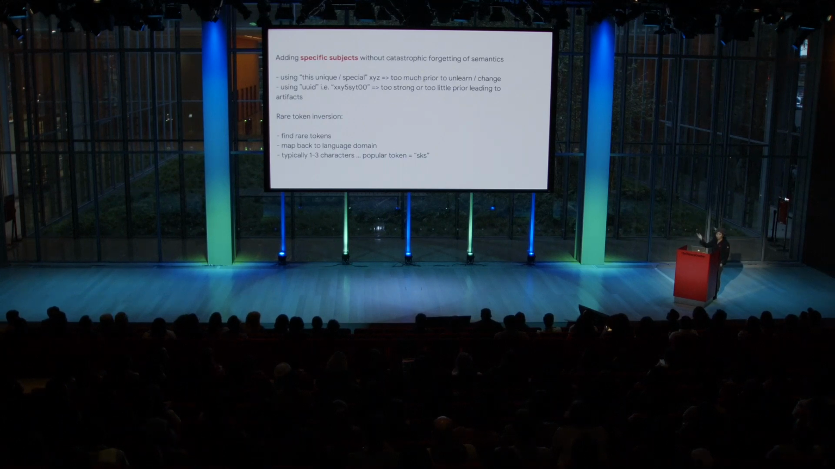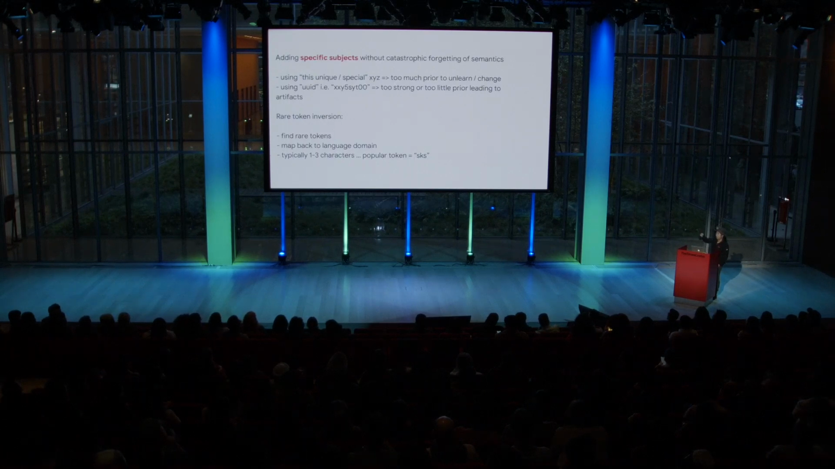If you then go the other way and say, hey, I'm just going to use a UUID, that's a good idea, but it also doesn't work because the model tokenizes by characters, and it's going to strongly attach the word X or Y, or it's going to be completely nonsensical. So there's either too much to unlearn or too much to learn again, so it's also ineffective.